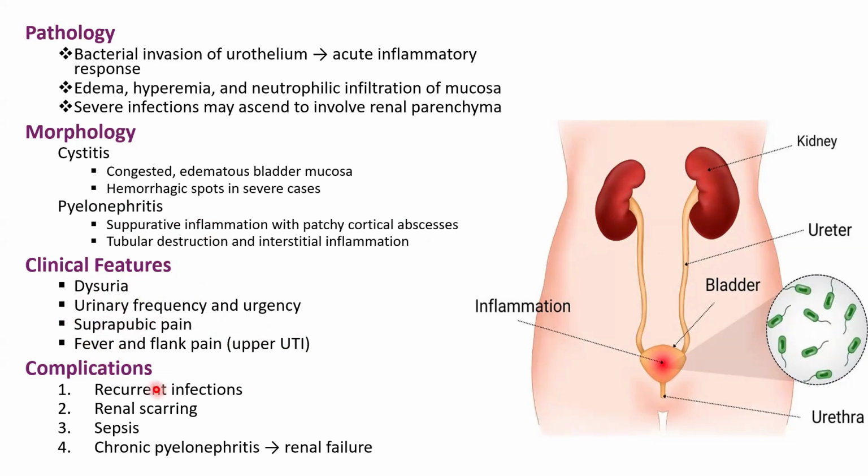Complications include recurrent infections and renal scarring. It can spread to the body, giving us sepsis and then septic shock. And if you have chronic inflammation of the kidneys and the ureters, it will give you renal failure.